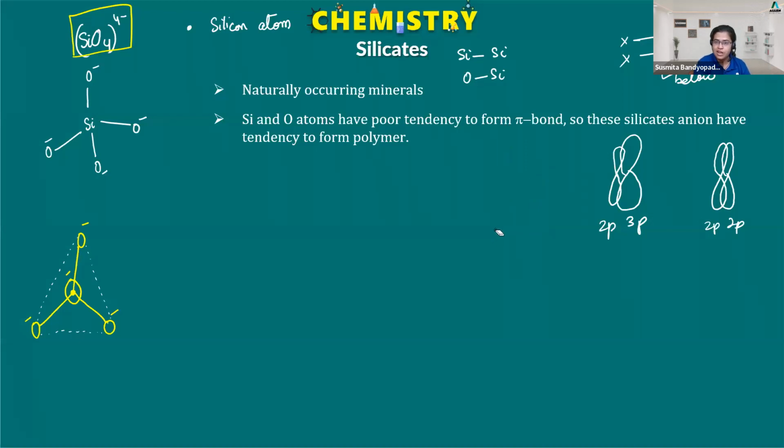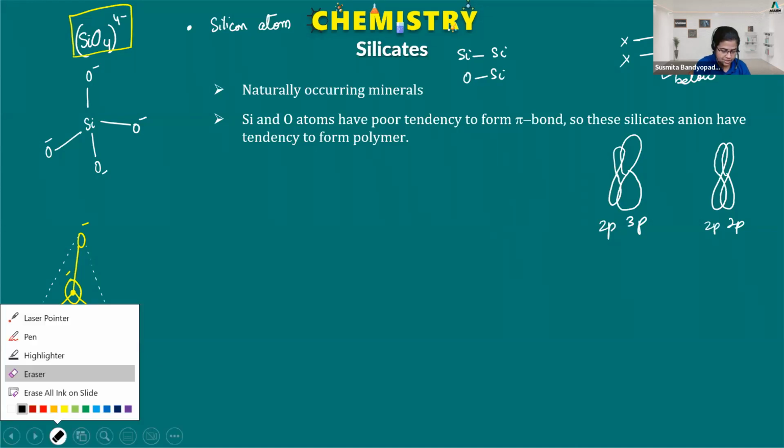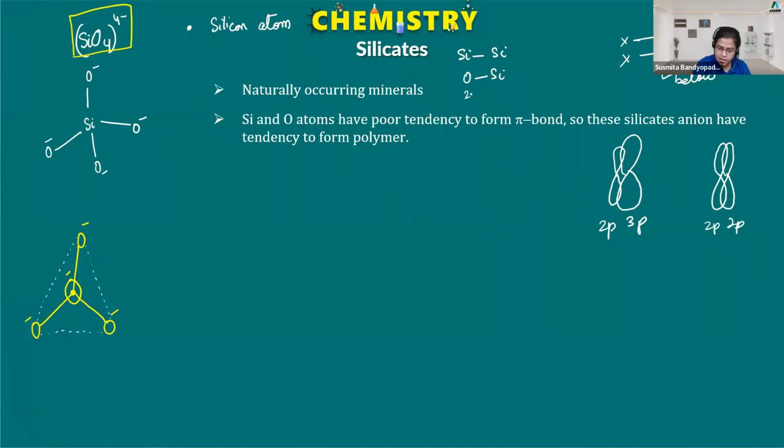2p 2p, being small, can come closer. To a certain extent, you can have good overlap. At least one of them is 2p and the other 3p. Okay, accept it. To some extent, like 2p here and 3p here, it will happen, but not very strong. So it will have a poor tendency to form a pi bond.